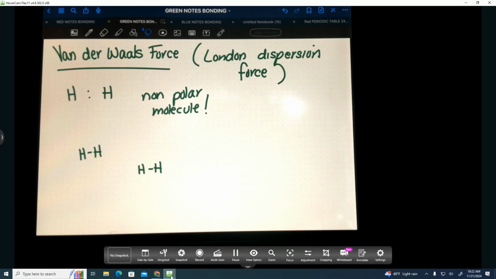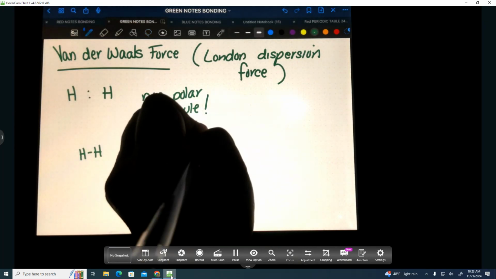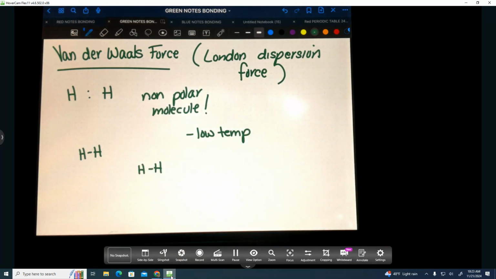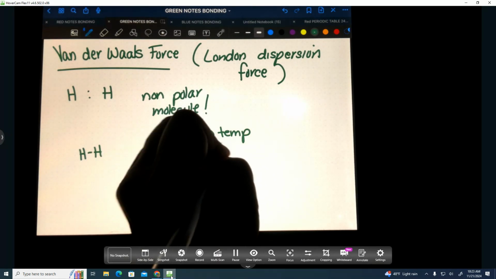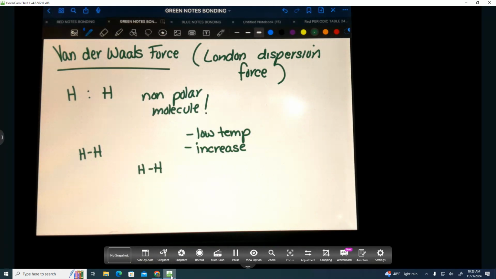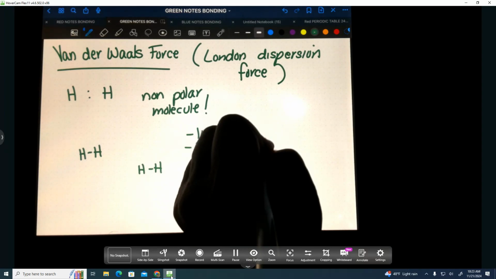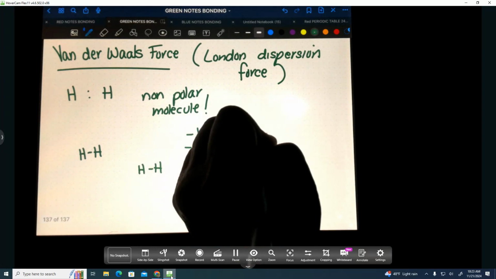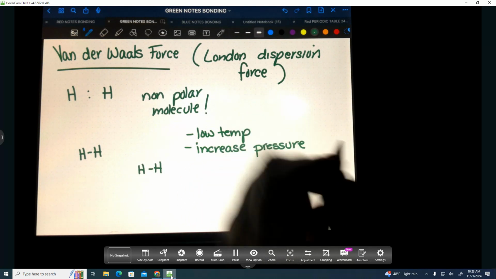Can I force hydrogen to be a liquid? How can I get them to be attracted to each other? How can I make them like each other? What types of things can I physically do to make them get closer to each other? Lower the temperature. Low temperature. What else can I do? I can increase something. Increase the pressure. I could push them together.